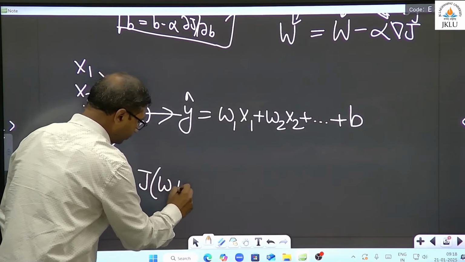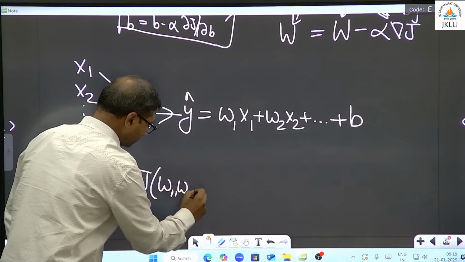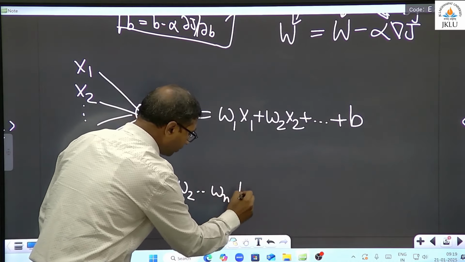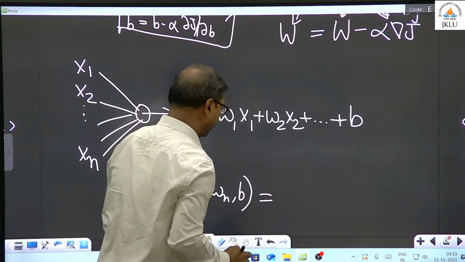j of w1, w2 all the way until wn comma b, this will be 1 by 2m summation i equal to 1 to m y hat minus y, and then I need to have i for example, and then square. Okay. This is same as before, you will have square sitting here, w1 square, w2 square, w3 square, okay.